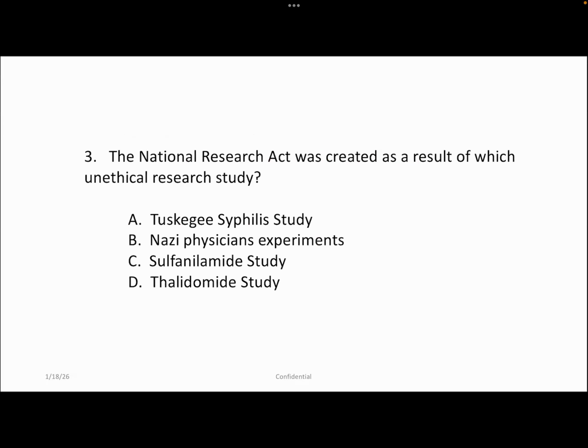Here is your question 3. The National Research Act was created as a result of which unethical research study? Again, very easy. Because of the National Research Act, your ethics committee or IRB came into practice. Yes, there's a majority answering the Tuskegee syphilis study. That's option A. It's a syphilis trial, right?